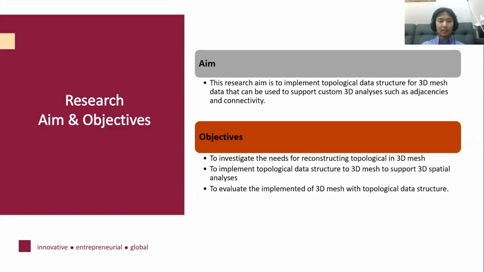This is the research aim and objective. The aim of this research is to implement a topological data structure for 3D mesh data that can be used to support custom 3D analysis such as adjacencies and connectivity. The objective of this study is to investigate the need for reconstructing topology in 3D mesh. The second objective is to implement a topological data structure on the 3D mesh to support 3D spatial analysis. The last objective is to evaluate the implemented 3D mesh with the topological data structure.